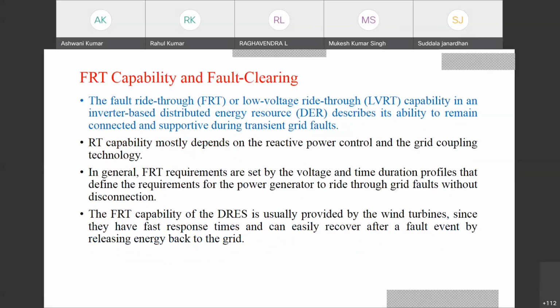Fault ride-through capability and fault clearing capability are also coming out as one of the ancillary services in future, especially for the distribution network where distributed energy sources are connected, and this fault ride-through capability has to be determined, okay, especially for the wind turbines, because of their fast response times, and this fault has to be recovered back, releasing energy to the system very, very fast. So fault ride-through capability and fault clearing capability in a system need to be determined, okay, very clearly for a system connected with distributed energy sources. And this will be one of the ancillary services in future.